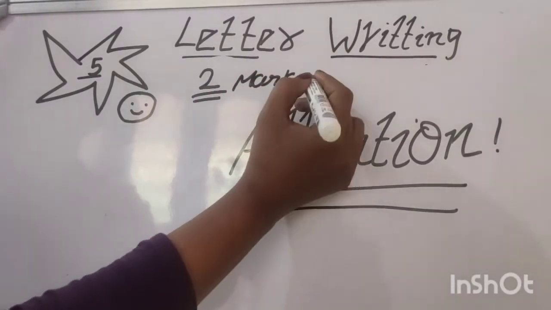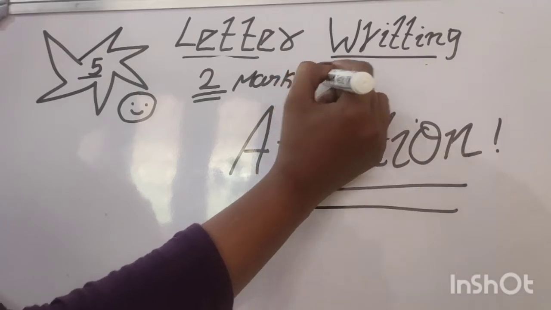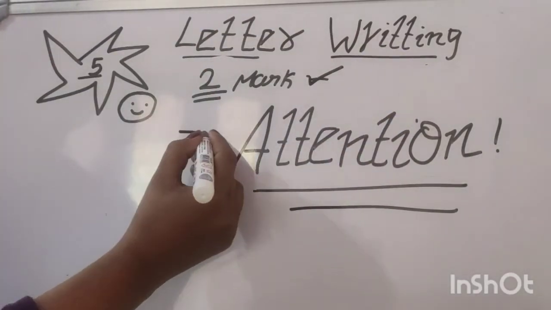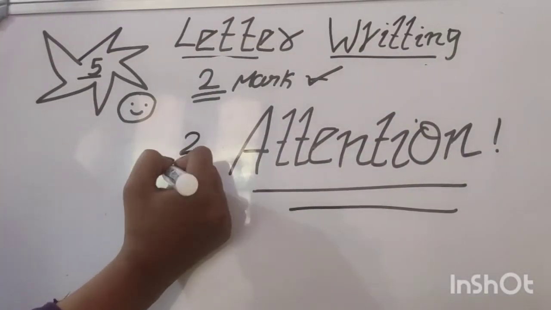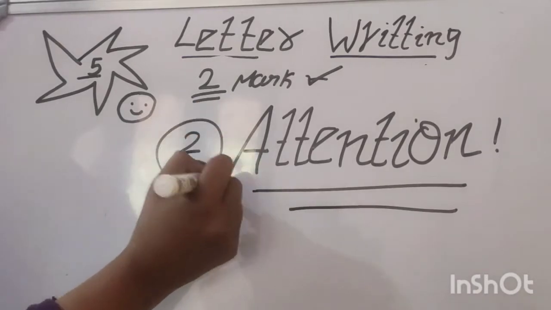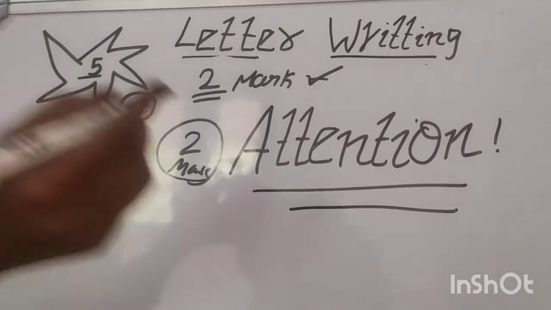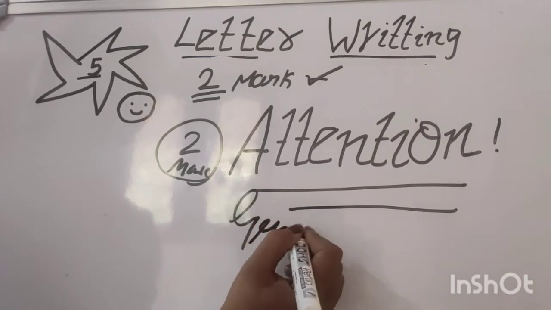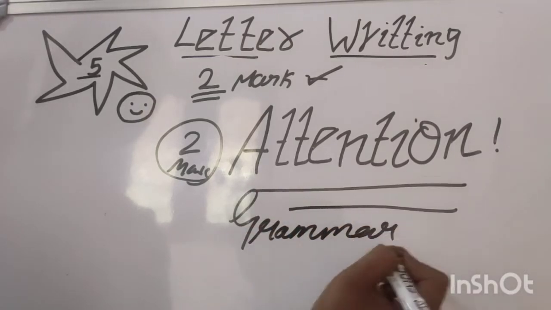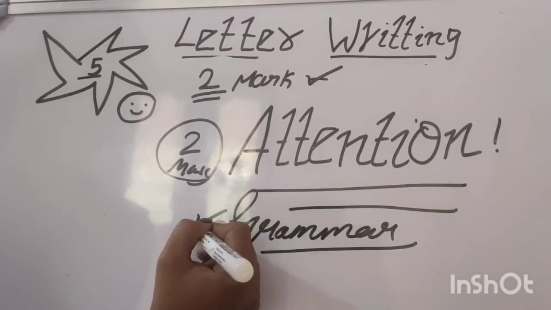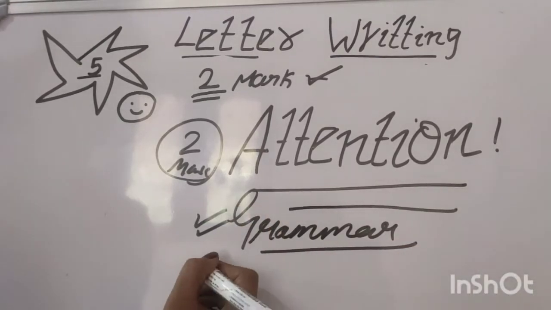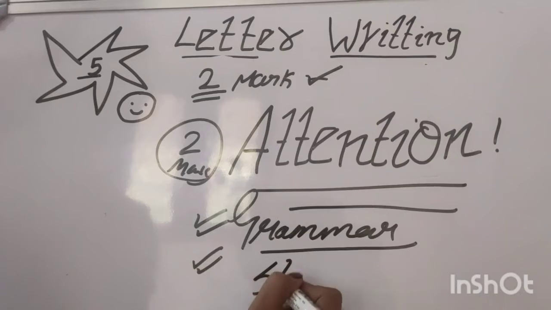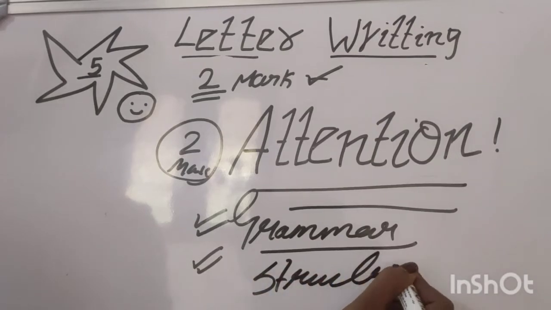Don't get confused and don't get nervous, thinking "Oh my god, if I made a mistake, you are not going to get the mark." So here there will be the 2 mark. Previously we just learned about the 1 mark and half mark. So now we are going to discuss the 2 mark. In the 2 mark, the most important thing is grammar, and the second is your structure.